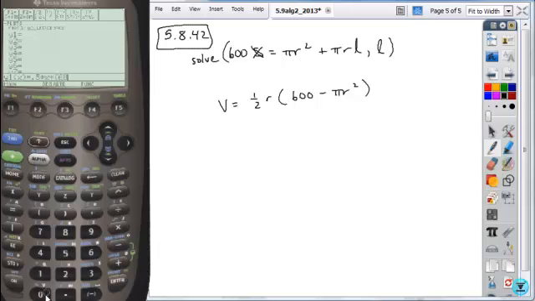Then I'm going to put my 600 minus pi x squared inside. And so here is my equation: 1/2 x times the quantity 600 minus pi x squared. And so what I want to do is view this graph. Okay, now, when I look at the graph, I may have to change my viewing window. Right here, you can see I've already changed it for some other problems, but you're more likely going to see something like this.